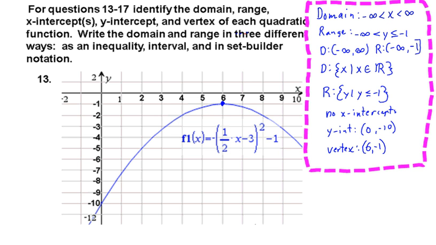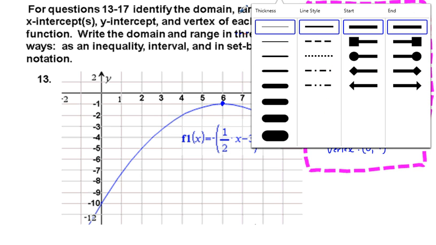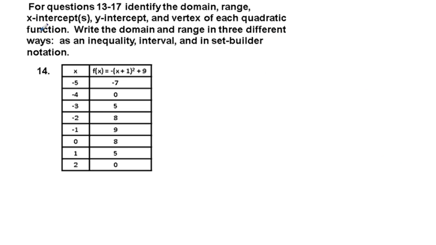Okay, next I'm going to go to problem 14. And this one is from a table. So we're going to look at key values here. Well, first of all, we'll see if we can locate a vertex, because that's going to decide what our range is. We look at the y values, we see the highest value of y. You're looking for an absolute minimum or maximum. We have 9. So that's going to be our absolute maximum.